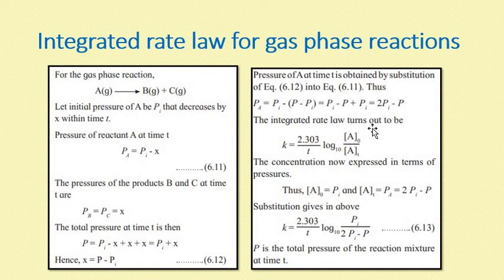And on substituting these values in the formula which we wrote for first order reaction, K is equal to 2.303 upon t log base 10 A0 upon At. A0 is Pi here and At is 2Pi minus P. On substituting, we would be getting this integrated rate law for gas phase reaction at time t.